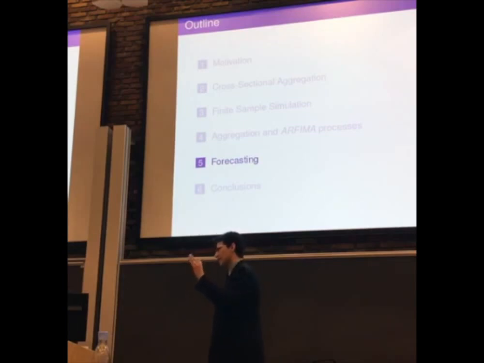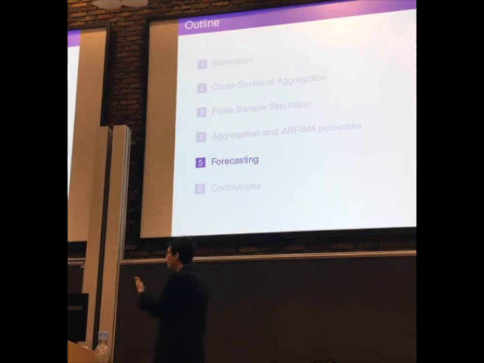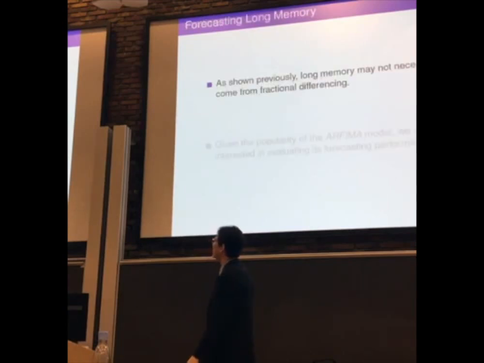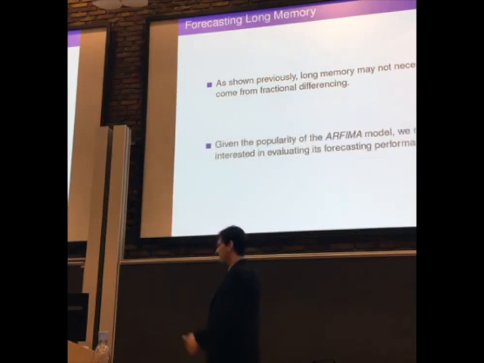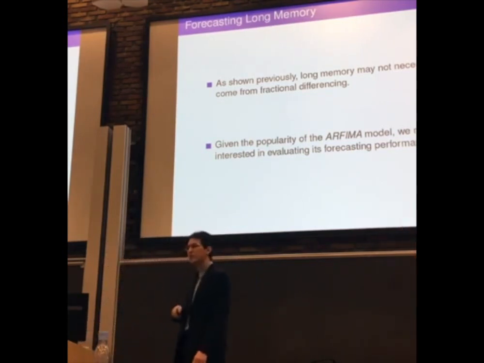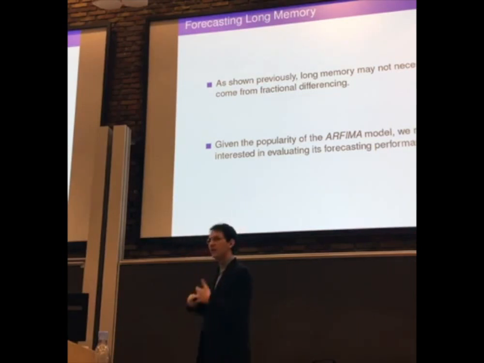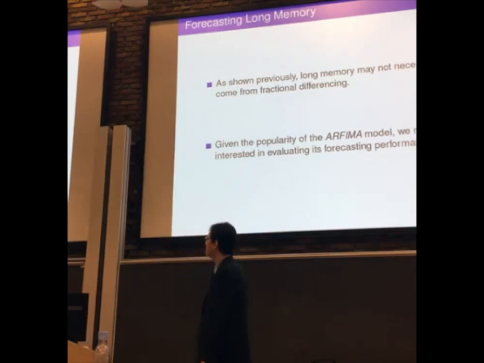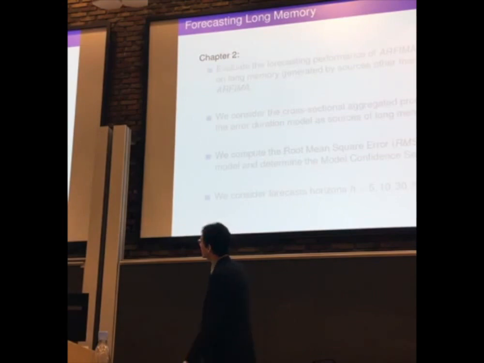So we know it's not an ARMA process, yet the typical process that we use to simulate or to forecast long memory is the ARFIMA process. So what I did in the second chapter, just going back, is this: we know that long memory doesn't come from fractional differencing. Still, the ARFIMA process is one that we know well, we know how to simulate, we know how to forecast it. So what I'm trying to do is evaluate what happens if, on this particular process, I try to fit an ARFIMA. Can an ARFIMA make good forecasts on that? And that's what chapter 2 is about.